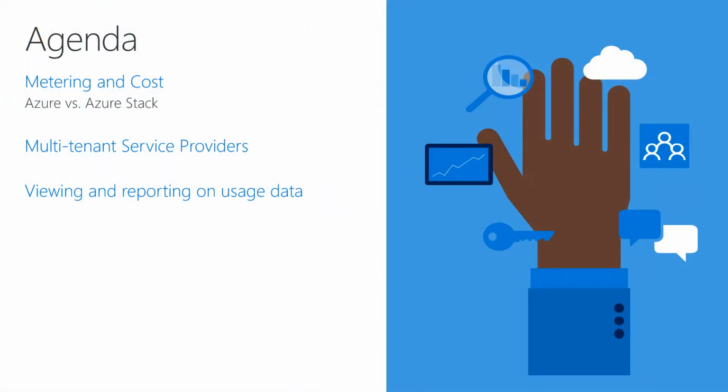The agenda for this module is first to review how billing for the consumption model, also known as the pay-as-you-use model, works in Azure, and then how that relates to and works with Azure Stack, as opposed to the capacity model in Azure Stack. Then some specific details for multi-tenant service providers, and finally how to get access to and review the usage data.